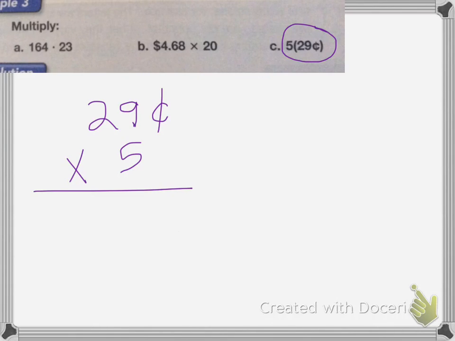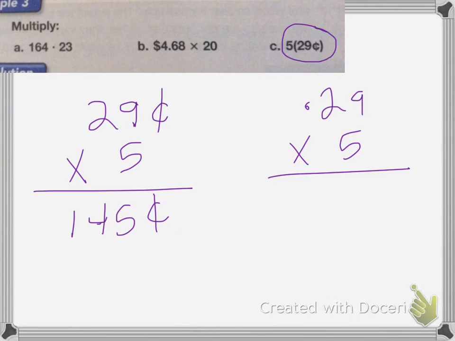And with this last problem, we have 5 times 29 cents. Whenever you see a number next to some parentheses, that always means multiply. So it's going to look like 29 cents, there's two ways to write it again, 29 cents times 5, or you can go 0.29 times 5. Either way works. So if I do 29 cents times 5 and I multiply it, I'll end up with 145 cents, which is the same as $1.45. Okay, if I multiply it the other way, I just automatically get $1.45.